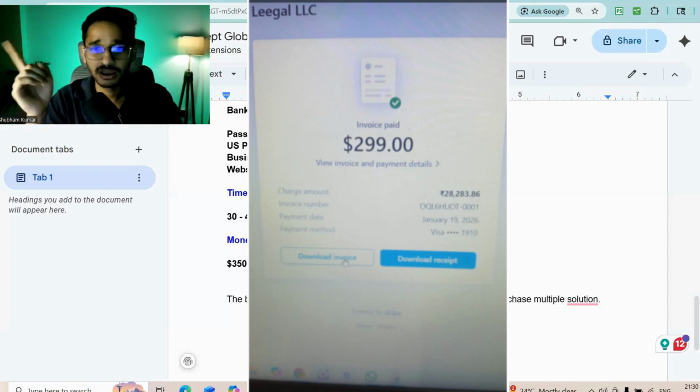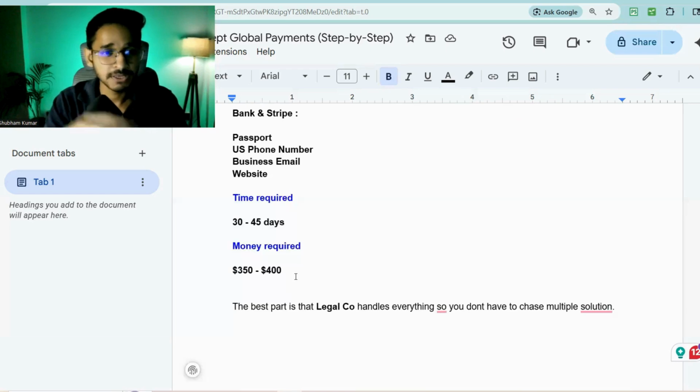I'll put a screenshot here. So yeah, I paid $300. They started the process, and everything went through. So that is the platform that you can also use if you want to set up a US LLC and get a payment platform. The best part is the Legal.co team. They handle the entire process, so you don't have to chase anyone or chase multiple solutions for different things. They are a one-stop solution for you to get your US LLC set up, bank set up, and a payment platform as well.